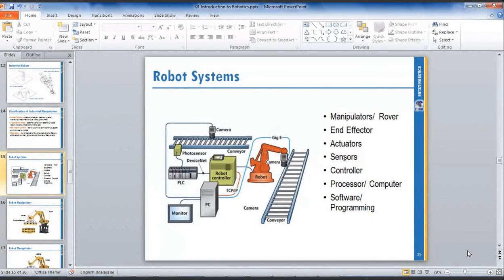So if you have this complete system, we call it a robot system, or we call it a robot work cell.